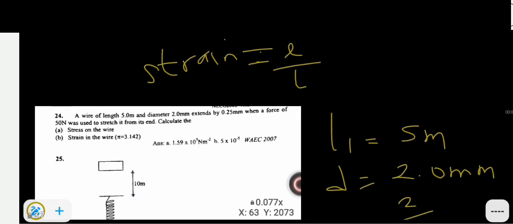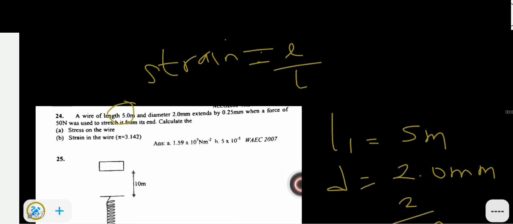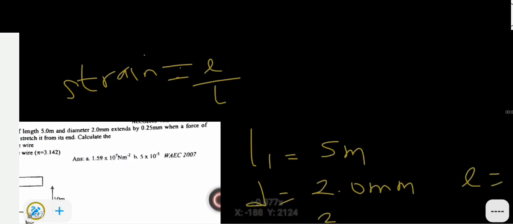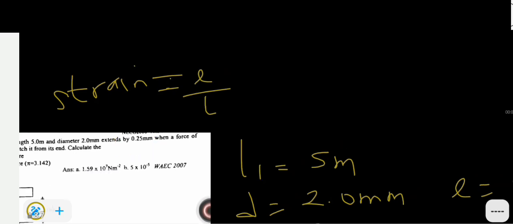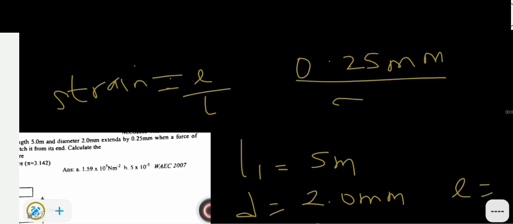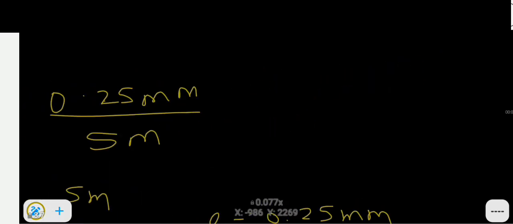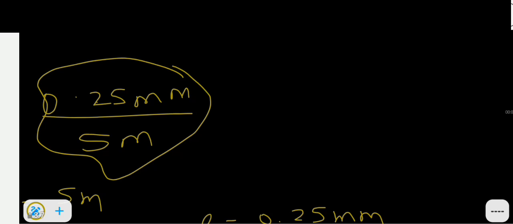So for this question, the original length is 5 meters. And the extension is 0.25 millimeters. Extension will be 0.25 millimeters divided by 5 meters. But you can see that they're in different units. You need to put them in the same unit.